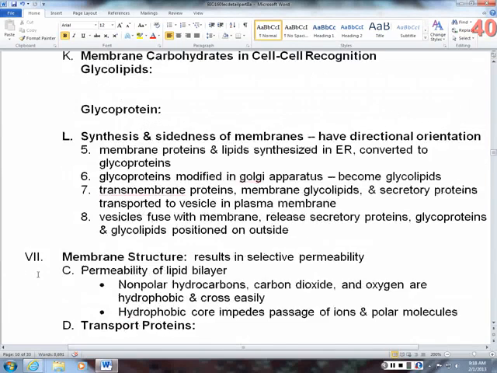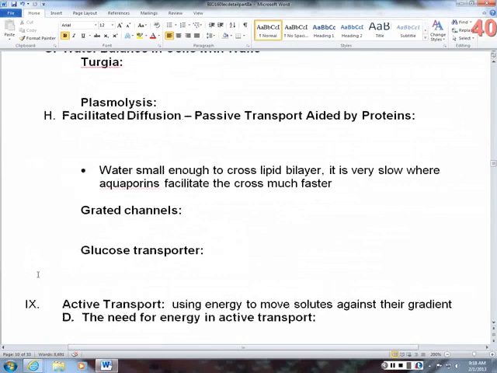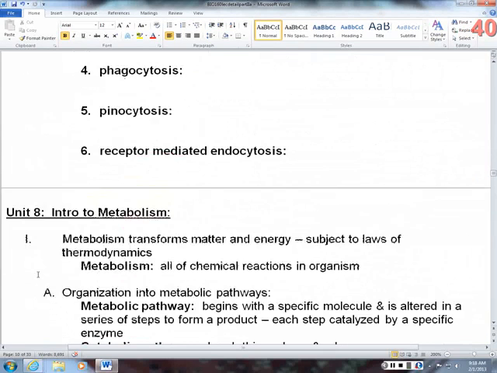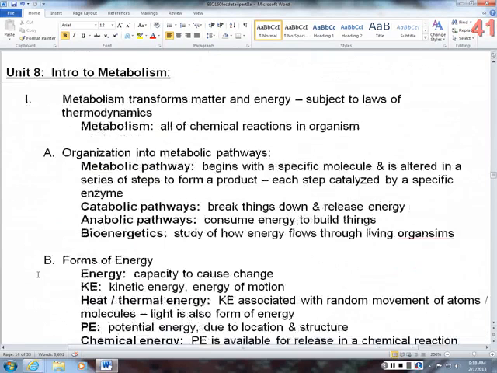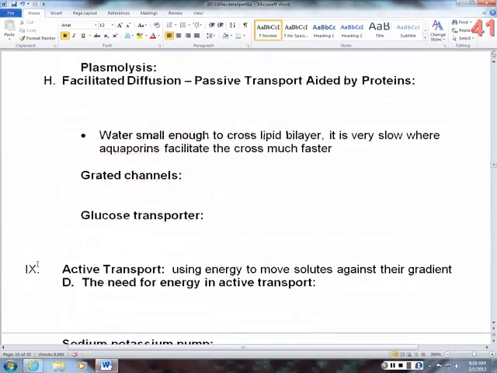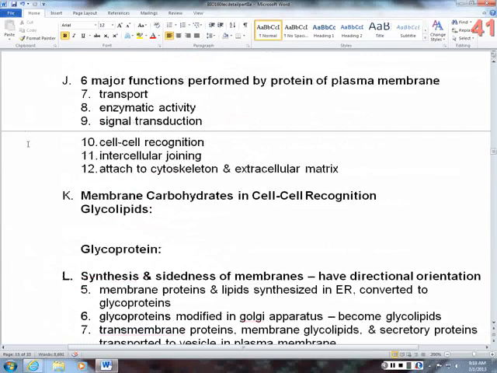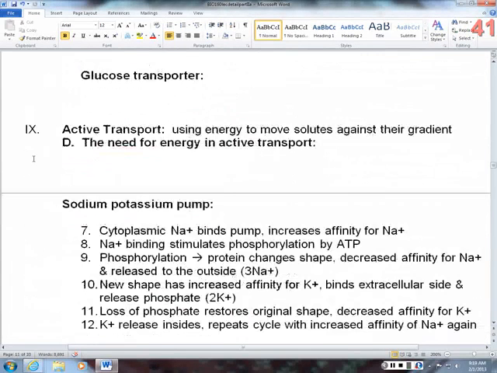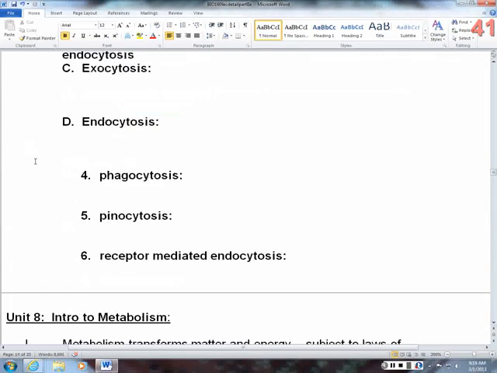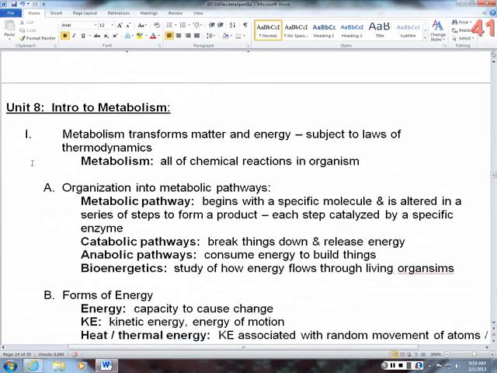Oh, I copied this in twice, didn't I? Or no, Unit 8's the intro into metabolism. Okay. This is where things were going really wrong for me with the auto formatting going crazy.